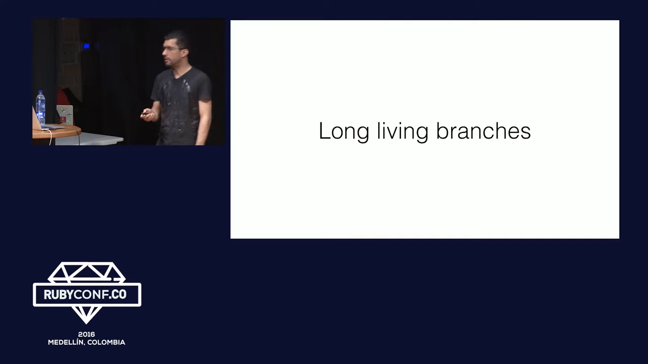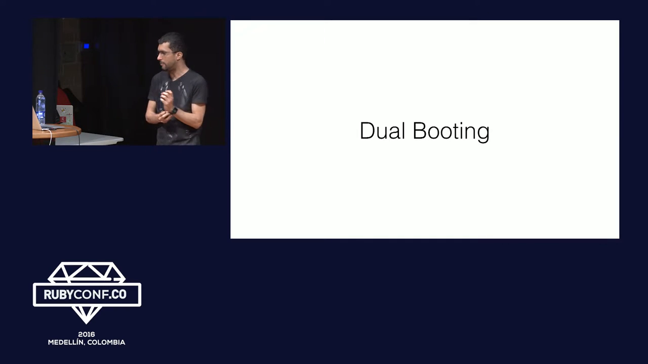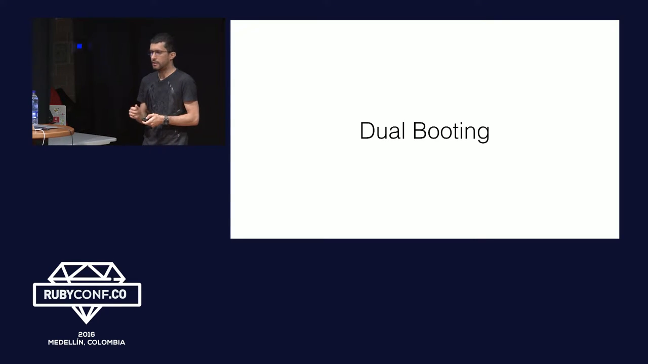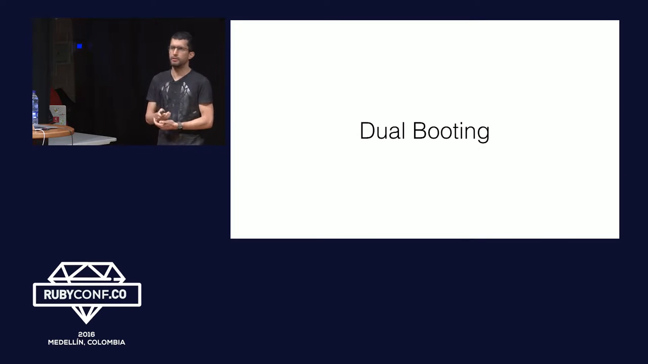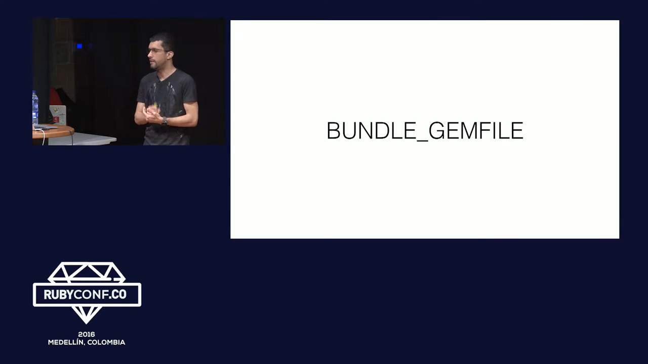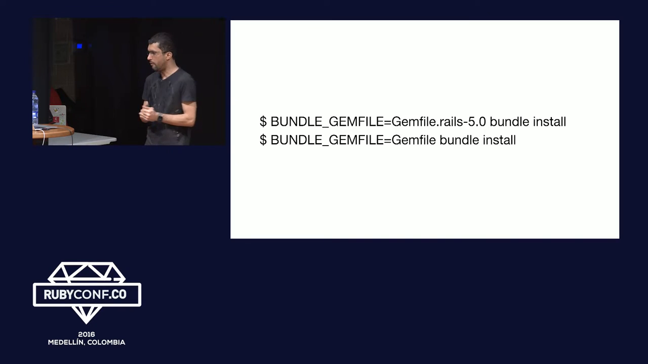So in Shopify, we use a different approach. We use dual booting of the application. For us, dual booting was the best solution because it allows us to share the same code base with more than one version of the framework in development, test, and even production. And one way to do that is using an environment variable called BUNDLE_GEMFILE. It's really simple to use. You only point the variable to the name of the Gemfile that you want to run. Like, you can install all the gems using the Gemfile specifically for Rails 5 and the Gemfile specifically for the Rails 4.2 version.